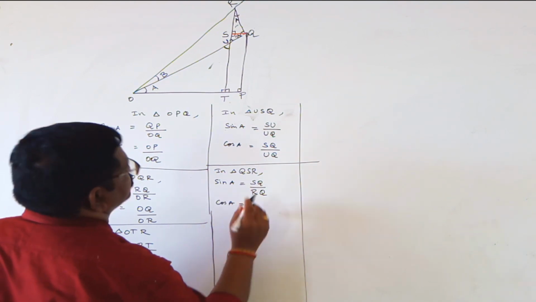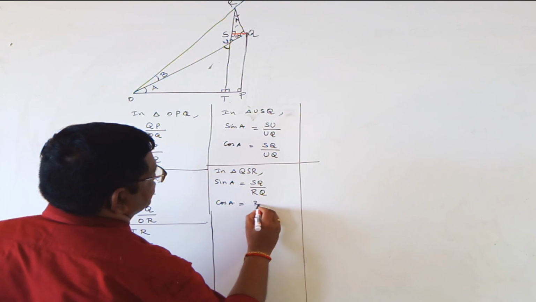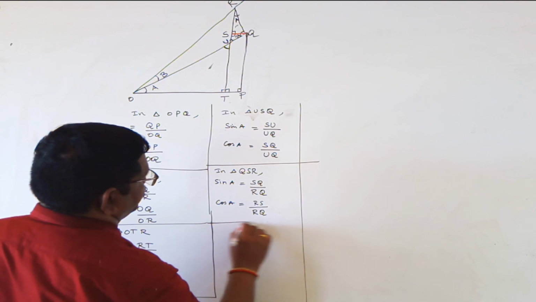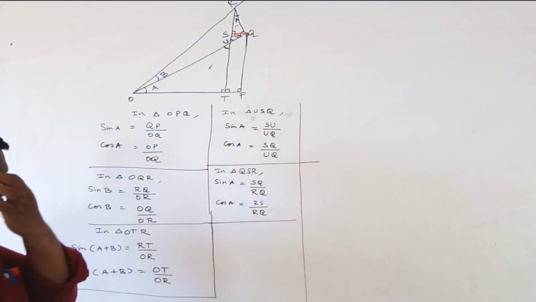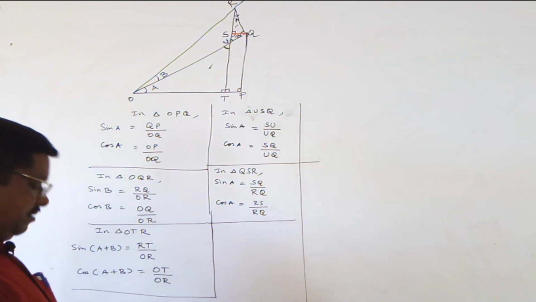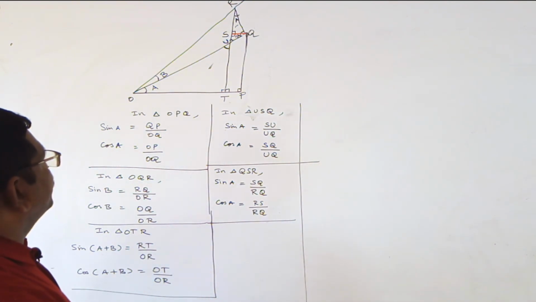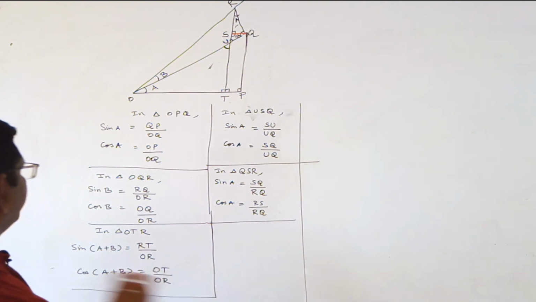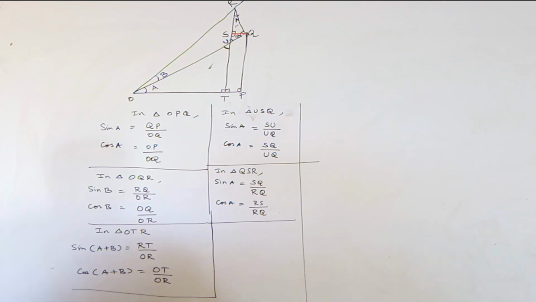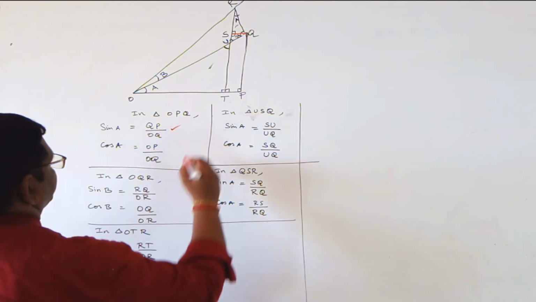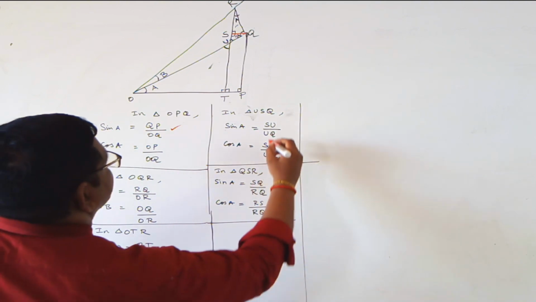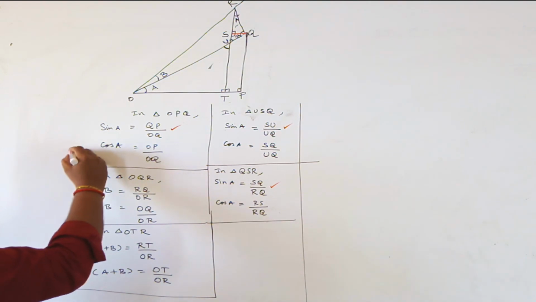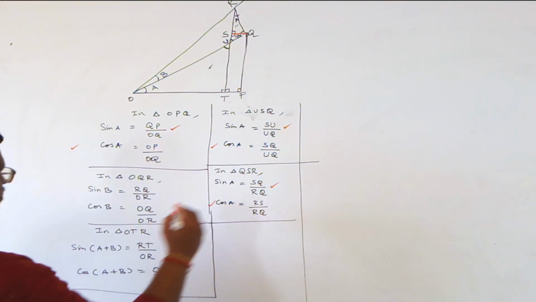Similarly, cos A is equal to the adjacent side RS divided by its hypotenuse RQ. So we have got these results also. Now from all these results, you have to collect where sin A values are, where sin B values are, where cos A values are, or where cos B values are. So now I am just putting a tick mark for our understanding. Sin A, here also we have sin A, here also we have sin A. Okay, cos values, cos A, here also cos A.